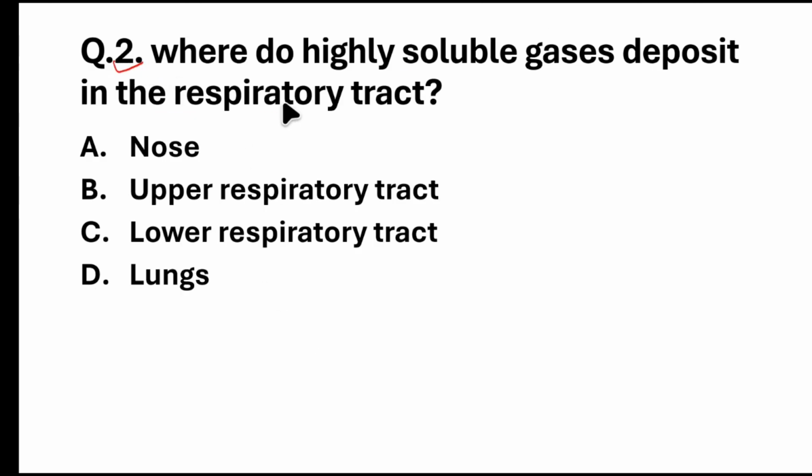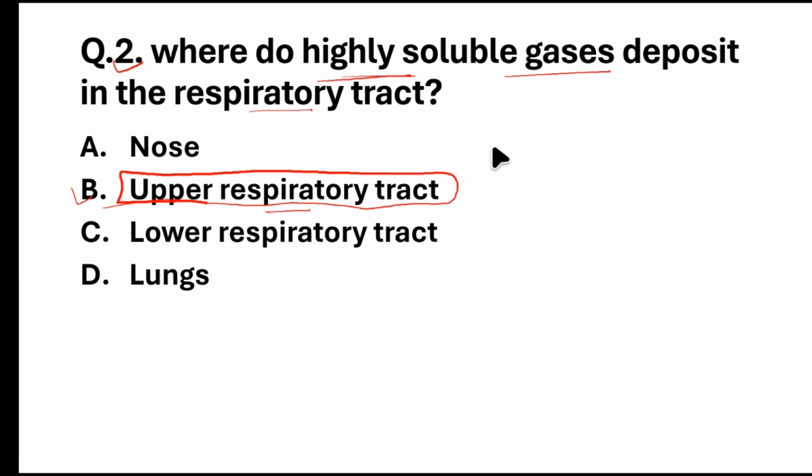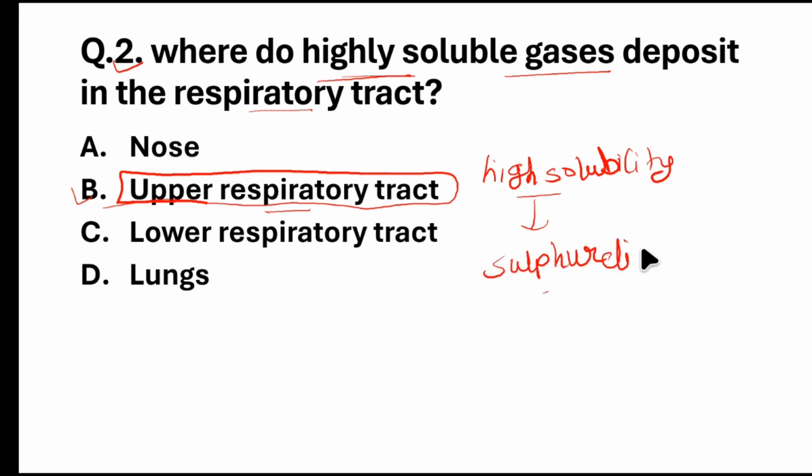Question number 2. Where do highly soluble gases deposit in the respiratory tract? Answer is option B. Upper respiratory tract. In the upper respiratory tract, highly soluble gas deposits. They are retained in the respiratory tract because of their high solubility. An example of a highly soluble gas is sulfur dioxide. Sulfur dioxide is a highly soluble gas.